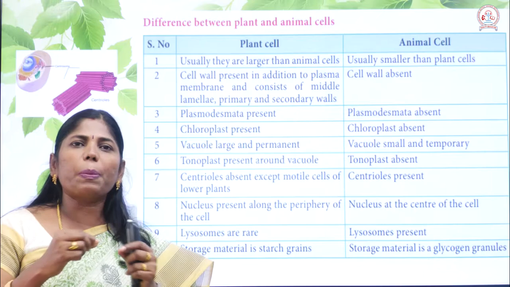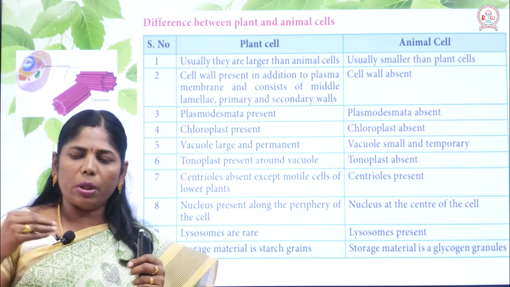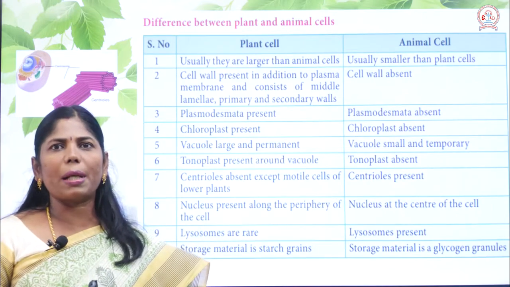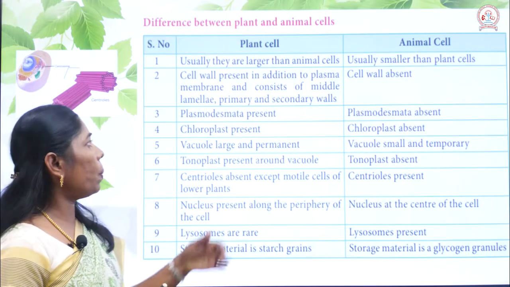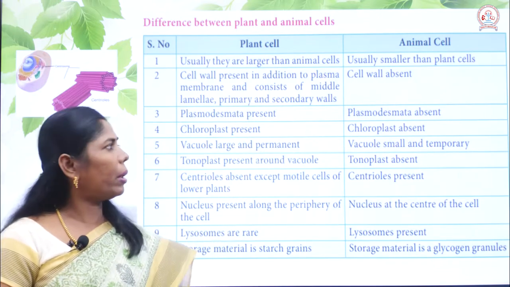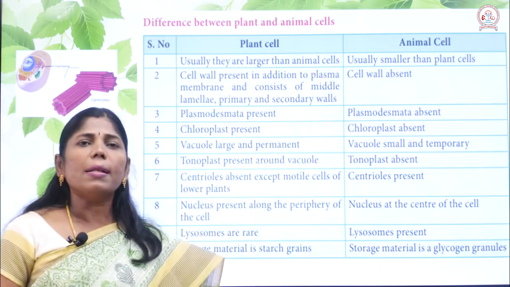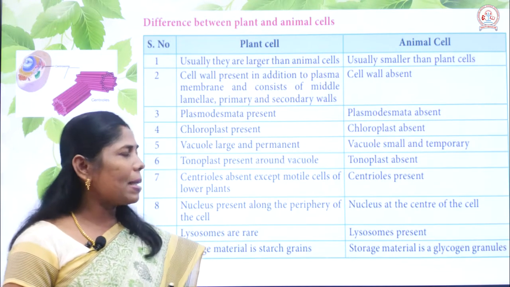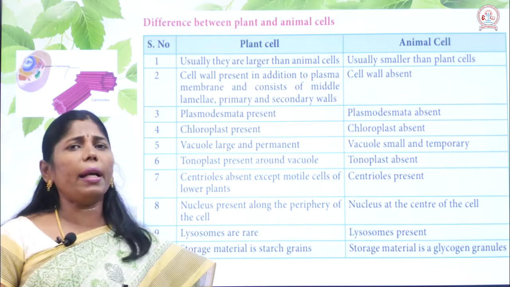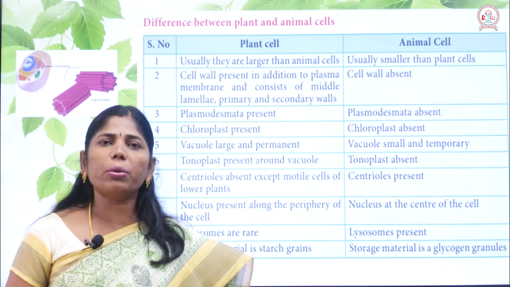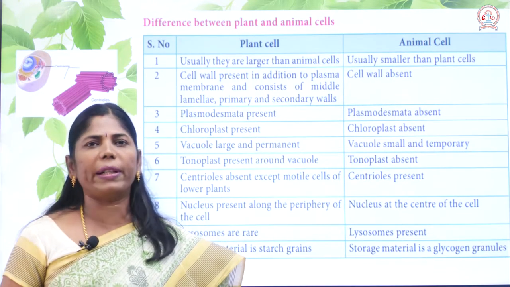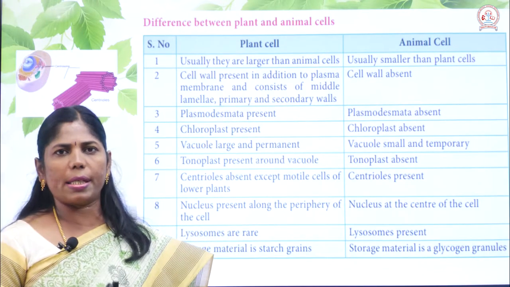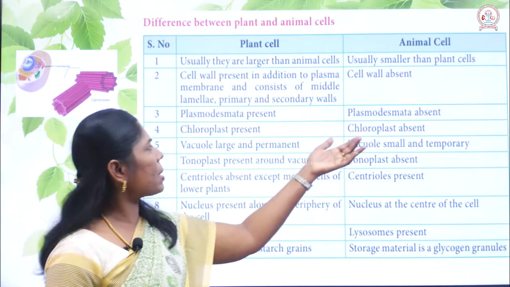With the help of that plasmodesmata, the material will move from one cell to another. That is plasmodesmata. And chloroplast is present in the plant cell. Here the plasmodesmata is absent. Because of the presence of the chloroplast, the plants differ from the animal cells. So they can carry out photosynthesis, they can prepare the food materials. Only then are they called autotrophic organisms. Okay, so the chloroplast is absent here.